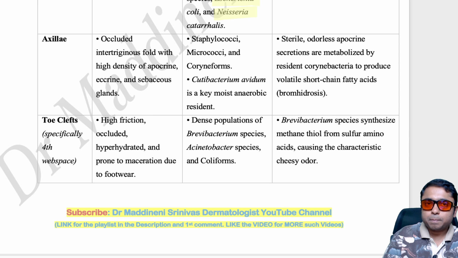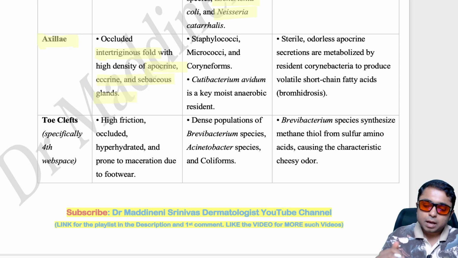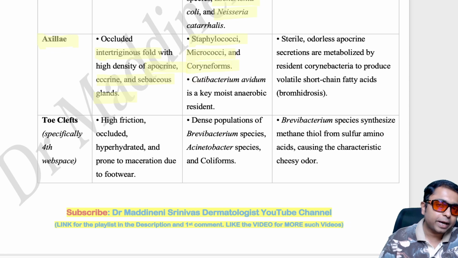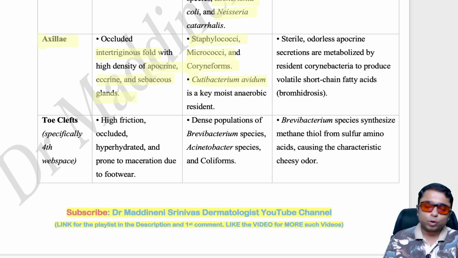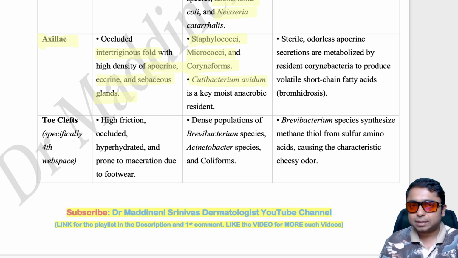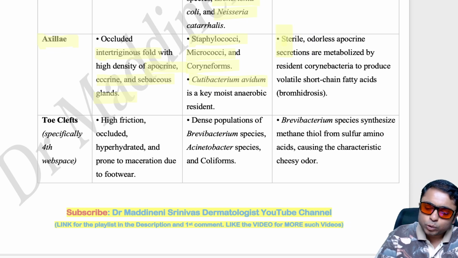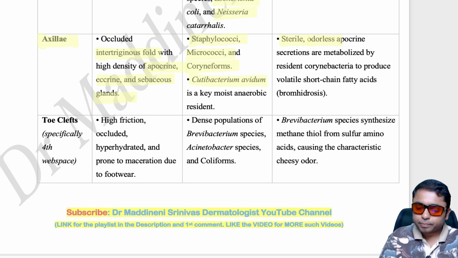Coming to the axillae, we have occluded intertriginous folds with a high density of sweat-producing glands. Here we can see Staphylococcus, Micrococcus and coryneforms usually. Cutibacterium avidum is a key moist anaerobic resident in the axilla. Usually it is sterile and does not have any odor.